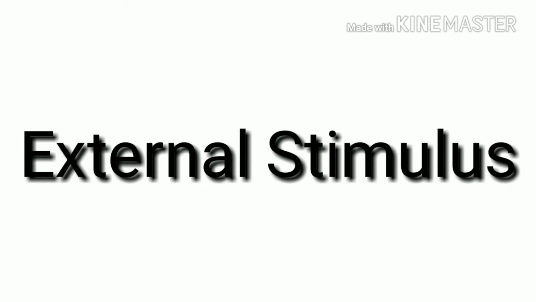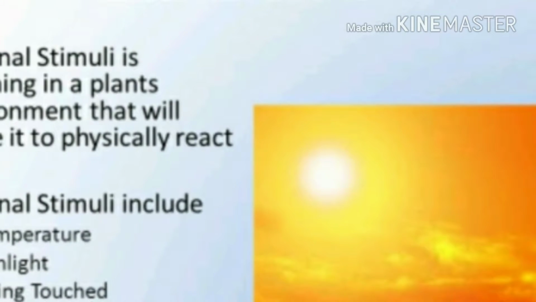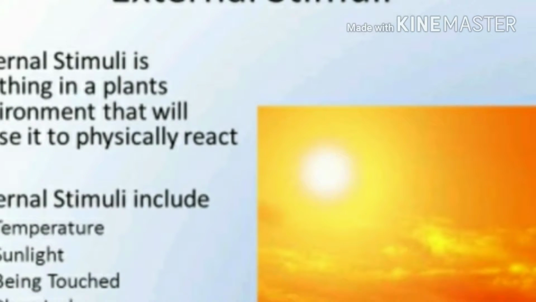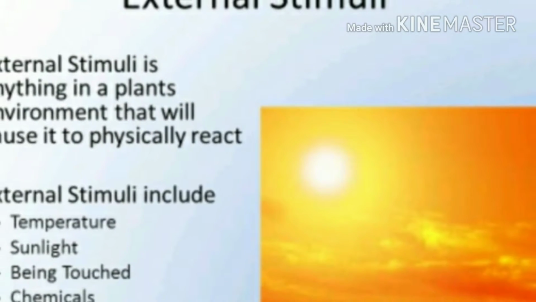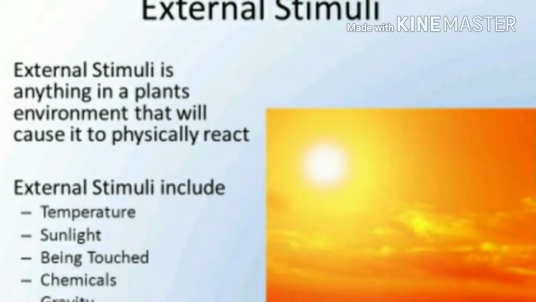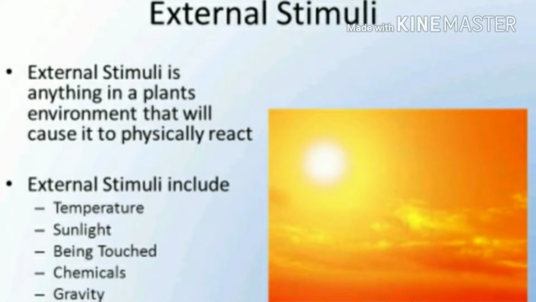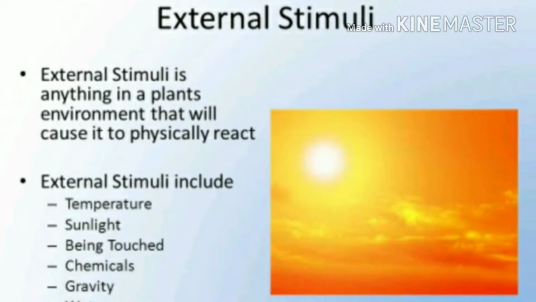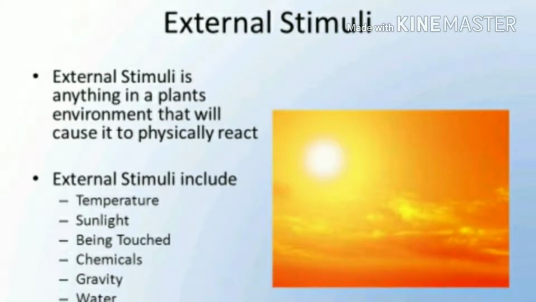The next word is external stimulus. Here's the breakdown and definition of the word. The definition is how an organism feels from outside the body. So here are those feelings. They can feel temperature, sunlight, being touched, chemicals, gravity, and water.